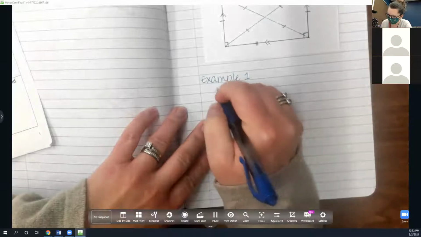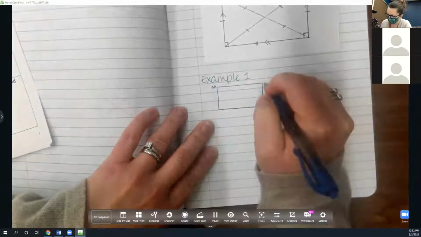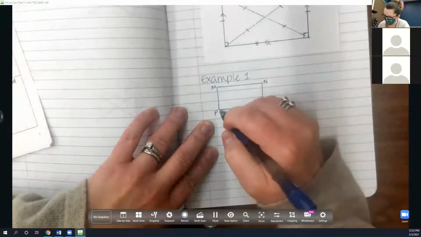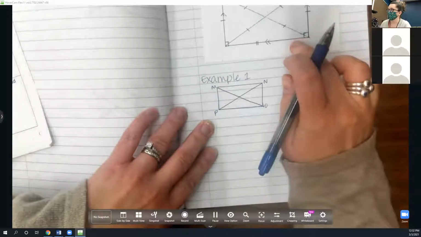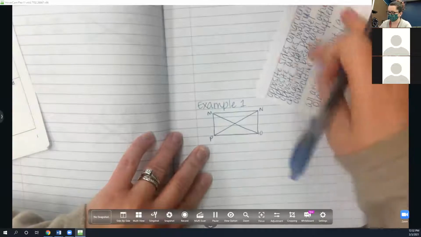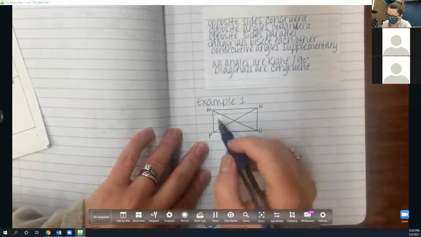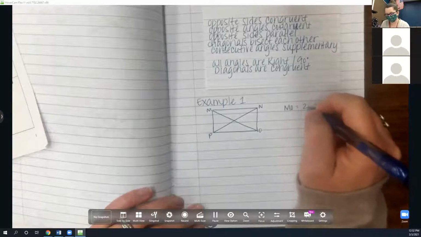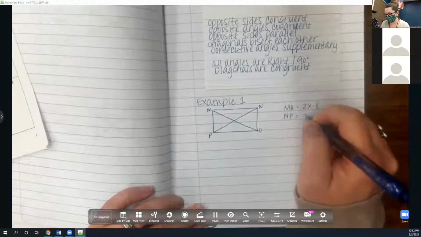We have quadrilateral MNOP, and it's a rectangle. So it follows all of our properties of this rectangle here. So I'm going to turn this over and show you all of our properties, right? It says M to O is 2x minus 8, and N to P is 23.